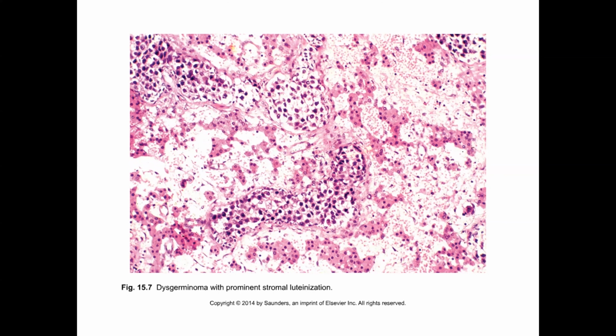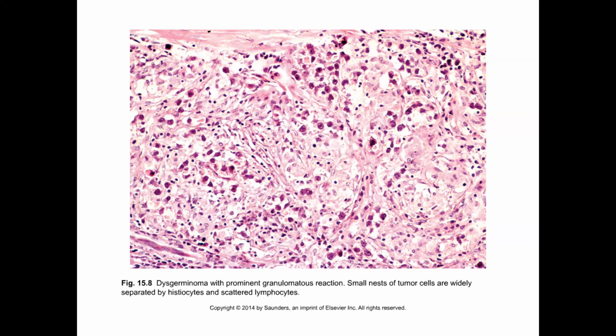Another pattern that's occasionally seen is this sort of intratubular pattern with very eosinophilic stromal luteinized cells. You can see how this sort of a pattern could easily fit into the realm of a Sertoli-Leydig tumor, for example, and create some potential confusion there. Here's a little bit more granulomatous reaction to these lesions that can sometimes mask the presence of the malignant cells if the granulomatous reaction becomes prominent.